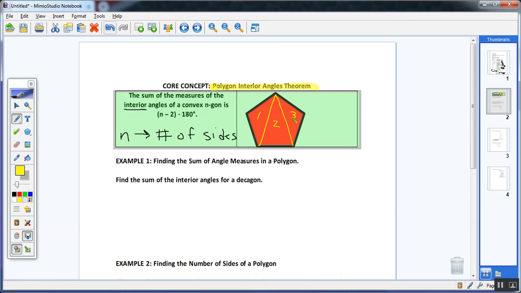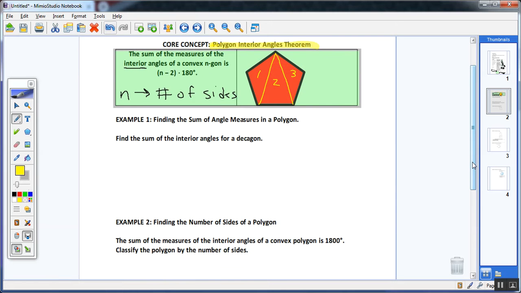Let me ask this question. If you have a 7-sided figure, what times what do you use to figure out the number of degrees on the interior? 5 times 180. It's always 2 less than the number of sides, times 180. So in example 1, let's talk example 1, because this is what we're applying right here. And by the way, let's go back up to this. This would have been 5 minus 2 times.